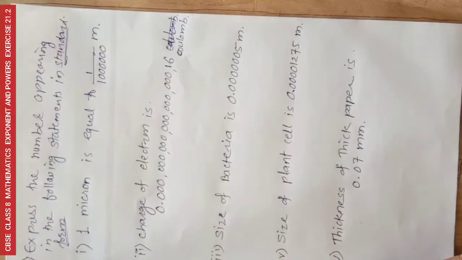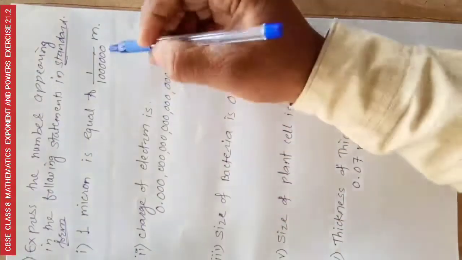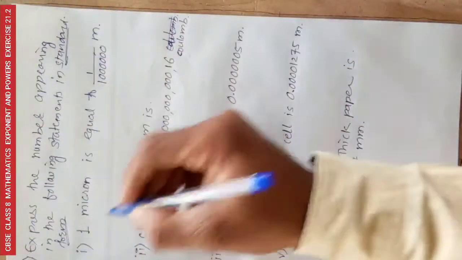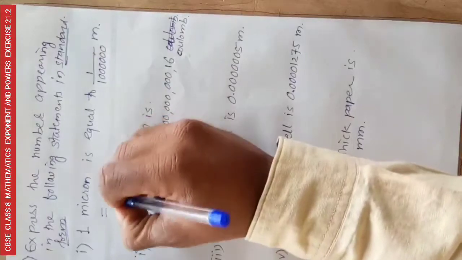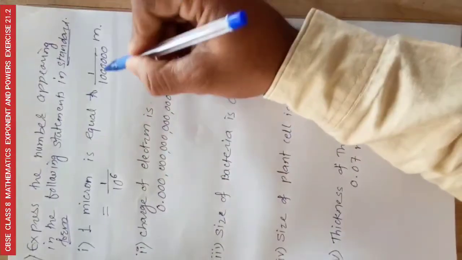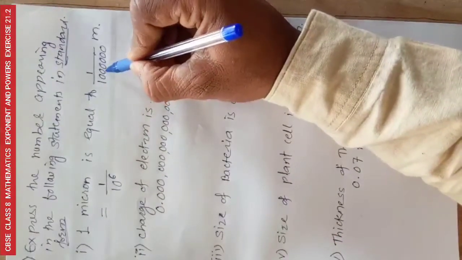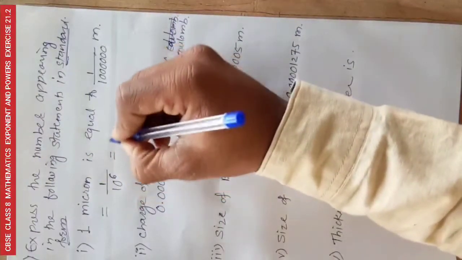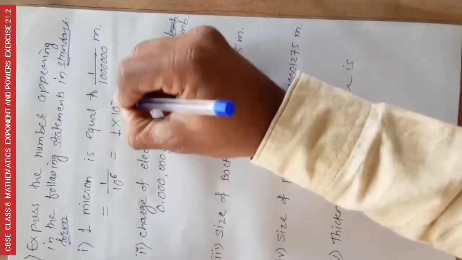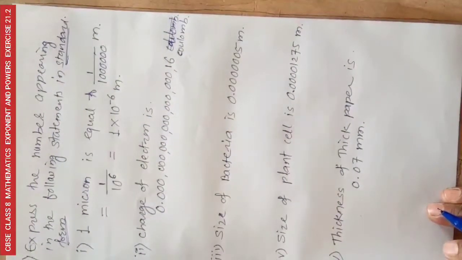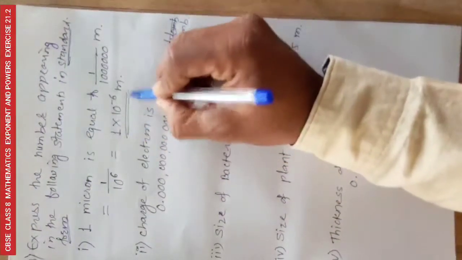So 1 micron is equal to 1 upon 1,000,000 meter. Here we simply write 1 upon 10 raised to the power 6 in the denominator, because 1 2 3 4 5 6. So it can also be written as 1 into 10 raised to the power minus 6 meter. So 1 micron is equal to 1 into 10 raised to the power minus 6 meter. Okay, so this is the first.